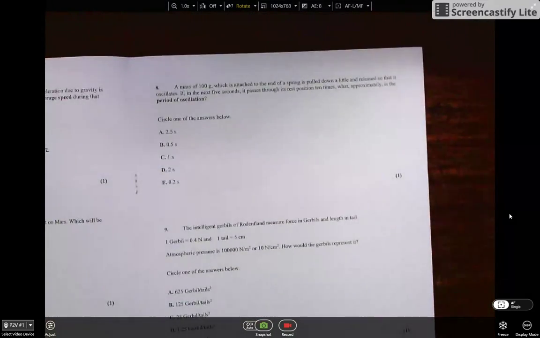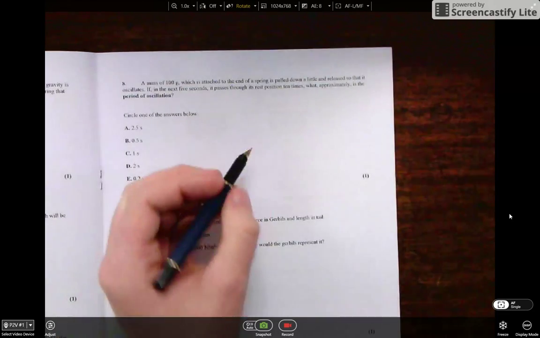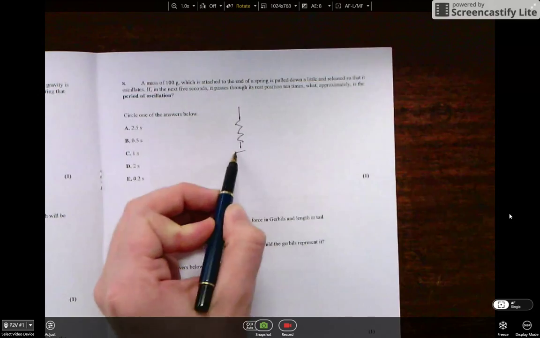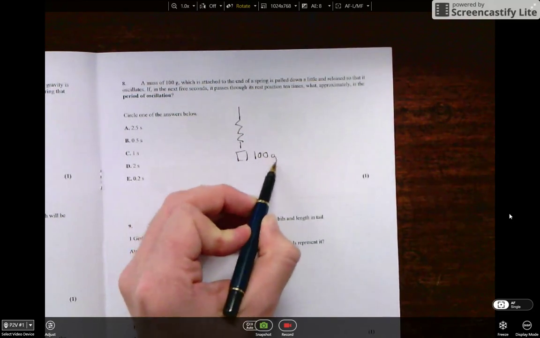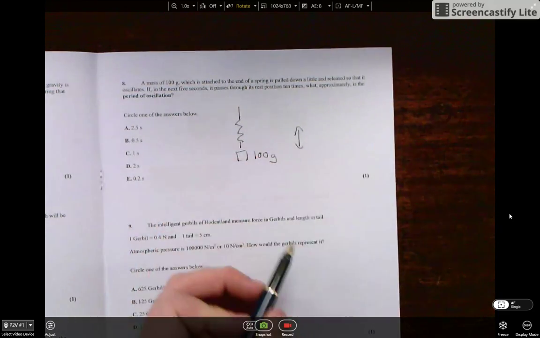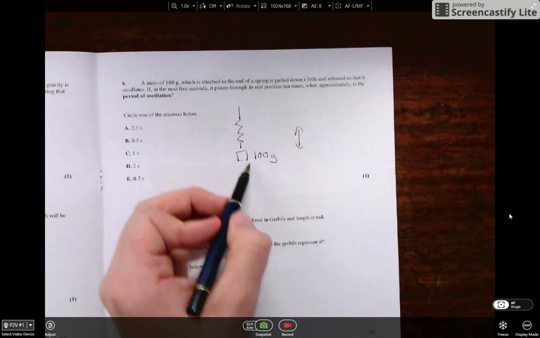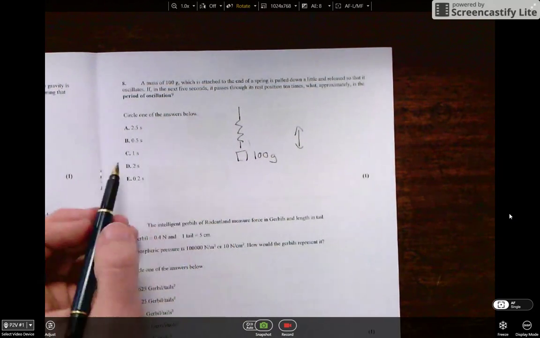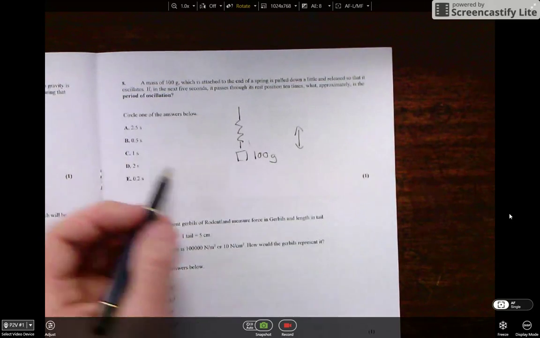Going on to question 8, if we've got a mass of 100 kilograms attached to the end of a spring, it's pulled down a little and released so it oscillates. So we've got this sort of situation, and it's going to go up and down because it's going to sort of vibrate up and down. If in the next 5 seconds it goes through the rest position 10 times, what's the period of oscillation?